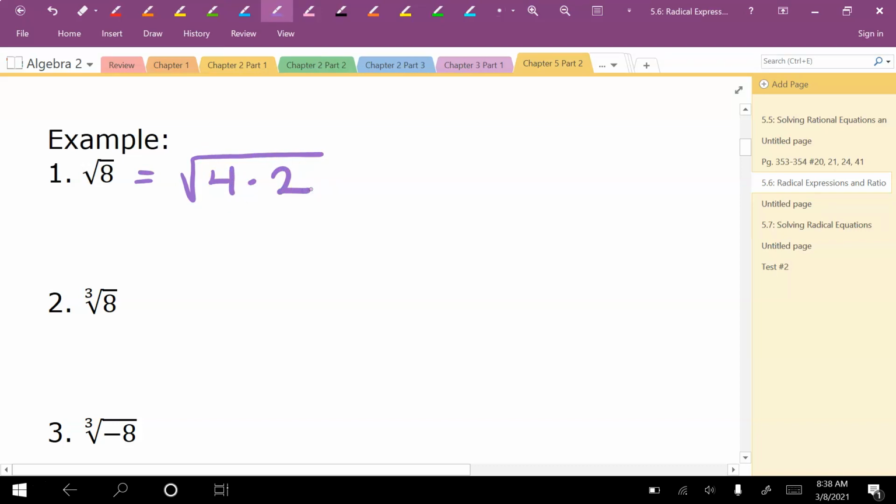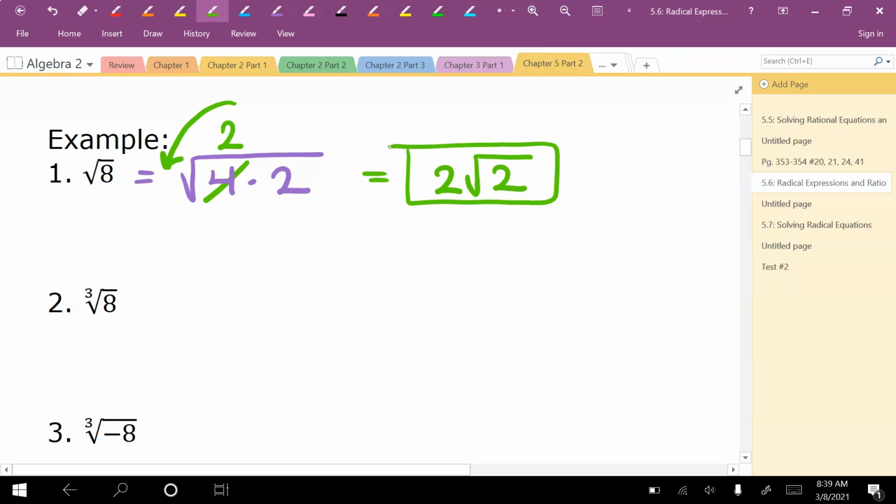So what I would have done in the past is I would have rewritten this as 4 times 2. And the reason why I'm rewriting it is because 8's not a perfect square number, but 4 is, and 4 can go into 8. And what would be the square root of 4? 2. So this 4 becomes a 2, and then we have to put it out front of the square root sign. So it becomes 2 square root of 2.